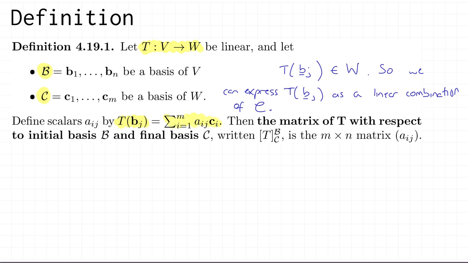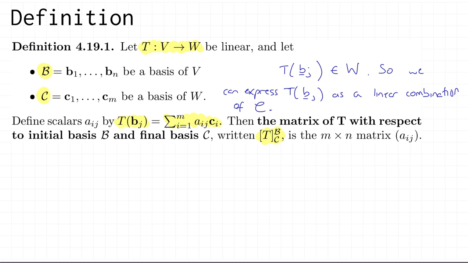Then these scalars naturally form a matrix. We've got a bunch of scalars where the first coordinate, the i's, go between 1 and m, and the second coordinate, the j's, go between 1 and n. So those things naturally fit into an m by n matrix. And we write it like this, and we call it the matrix of T with respect to initial basis B and final basis C. So there's a lot of stuff going on there. Let's try and find a simple example so we can work out what's going on here.